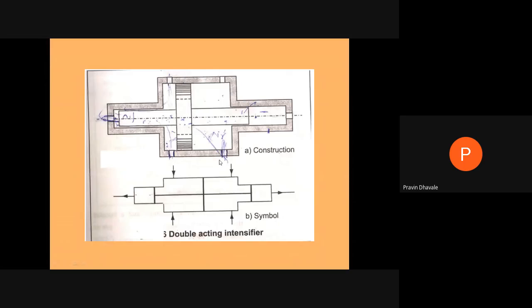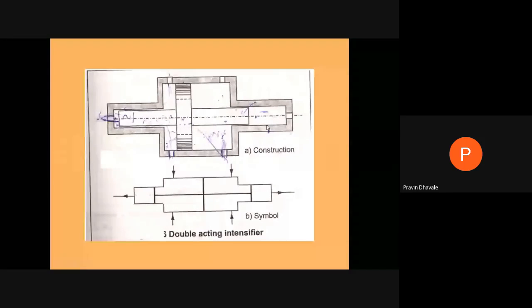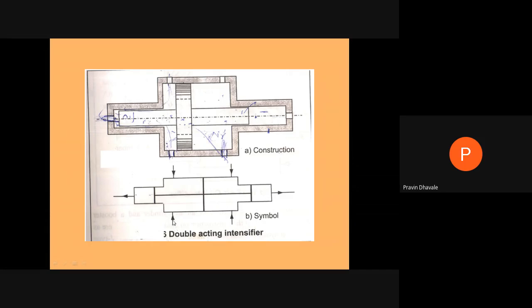Now the double acting intensifier. What change have we made? In the double acting intensifier, on both sides of the piston we provide the piston rod and cylinder arrangement. Whenever we supply low pressure fluid on this side, this piston moves towards the right hand side, and we get high pressurized fluid at this location.